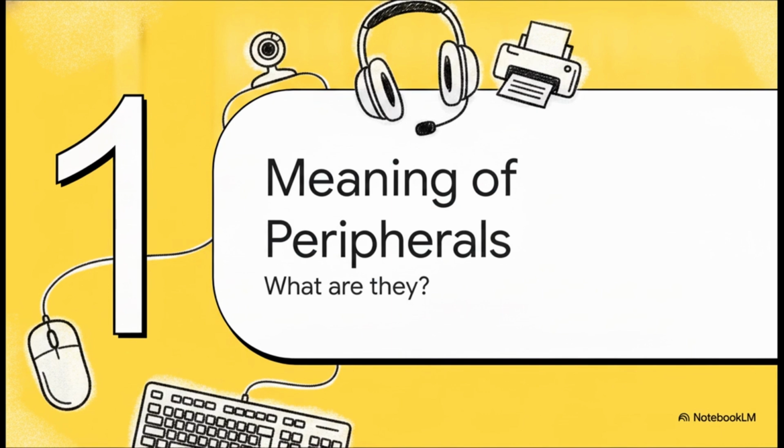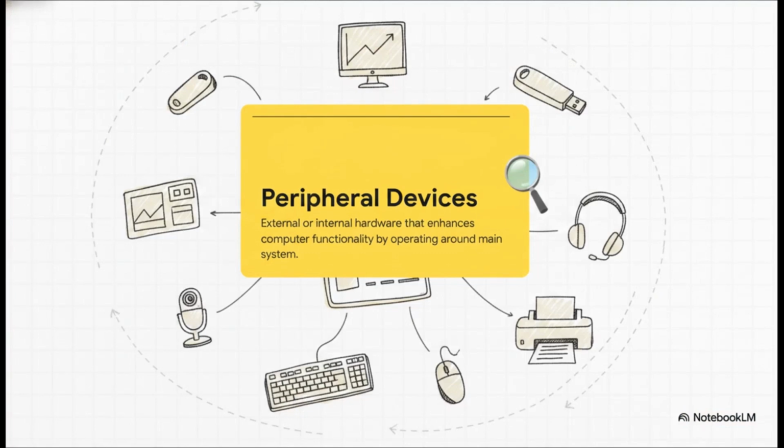All right, let's jump right into Section 1, the meaning of peripheral devices. So what exactly are they? Well, to put it simply, peripheral devices are hardware components, either external or internal, that connect to a computer to enhance its functionality. Now, the absolute key thing to remember here is that they operate around the main system. They aren't the brain of your computer, like the CPU, and they aren't the core memory. Instead, they're the extras. They're the tools that let us, the users, actually interact with the machine, whether that's inputting data, getting output, or storing files.